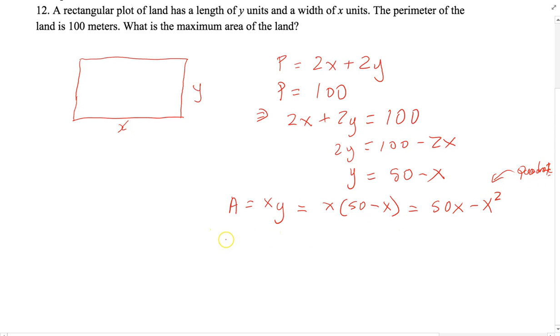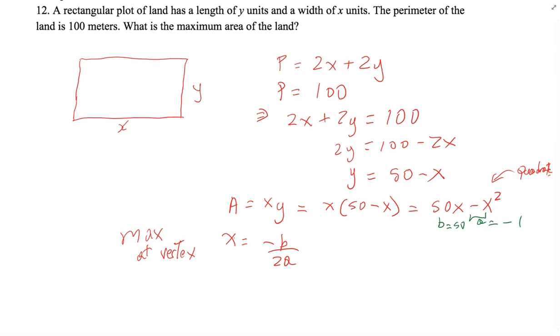So the max occurs at the vertex, where x equals negative b over 2a. So where is your a and b? Your a is right here and your b is right there. So a here is equal to -1 and b will be equal to 50. So let's plug these in.